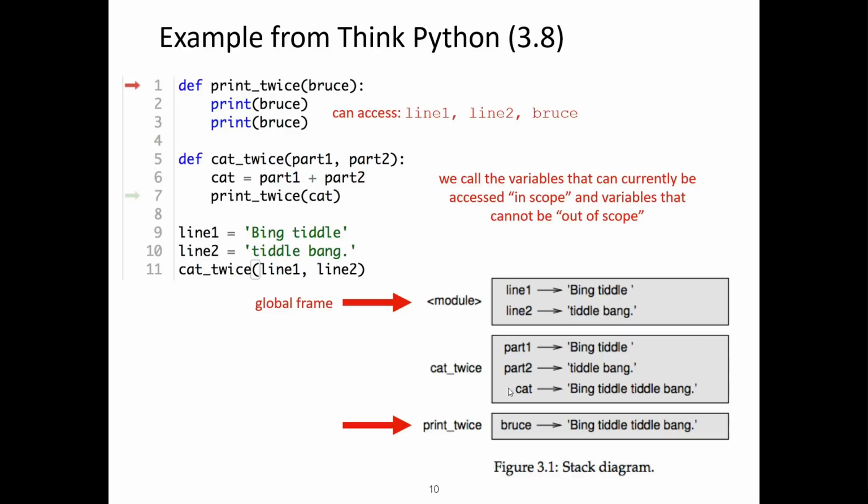It cannot see the cat twice variables, part 1, part 2, and cat, even though cat twice was the function that called it. These variables are not accessible, and so we call those out of scope. And variables that it can access are known as in scope.